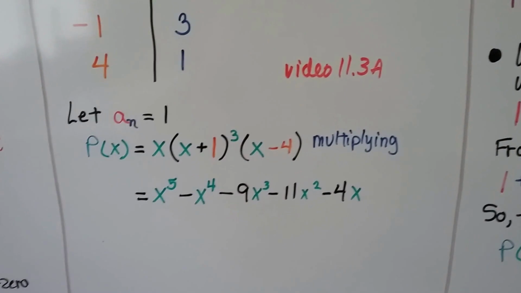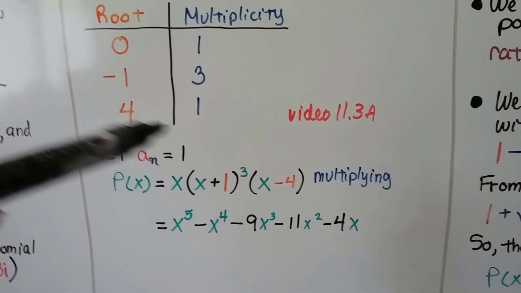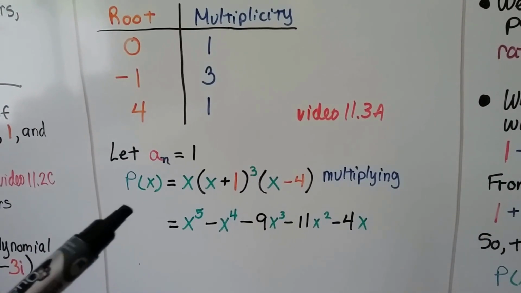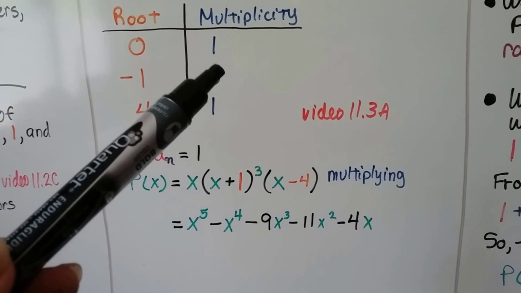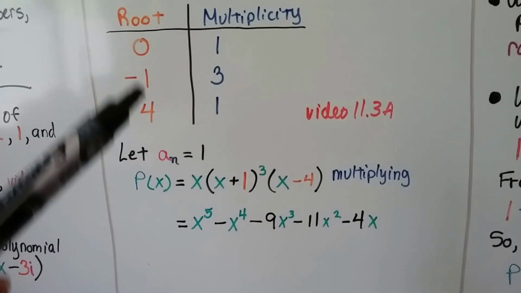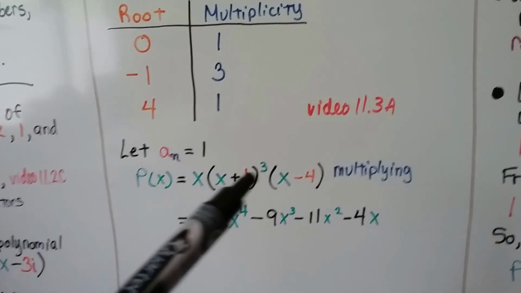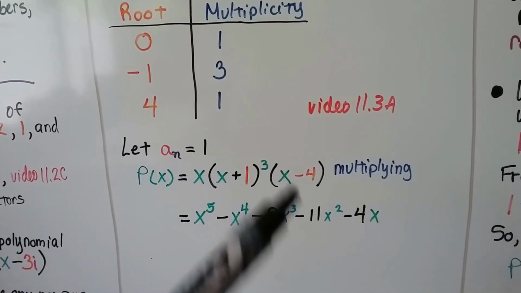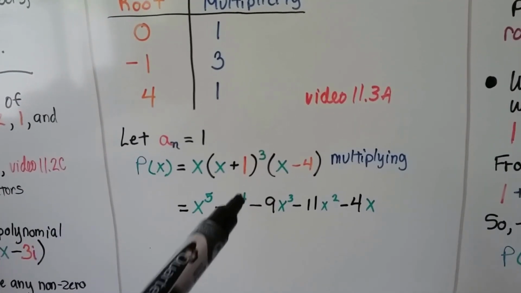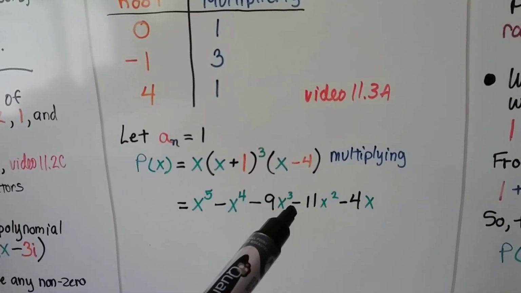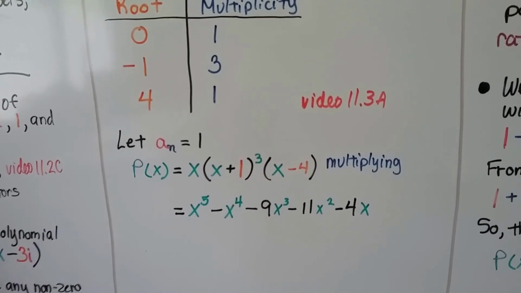We're going to let a sub n equal 1. So that's going to give us, using this information, p of x equals x times x plus 1 cubed. See? Because remember, it's going to be the additive inverse. It's going to be a plus 1 instead of the minus 1. That's going to be a minus 4, times x minus 4, see? And multiplying, we're going to get x to the 5th minus x to the 4th minus 9x cubed minus 11x squared minus 4x. All right?